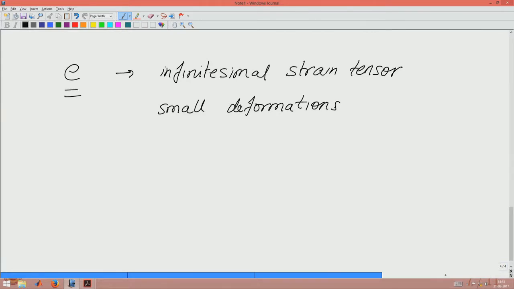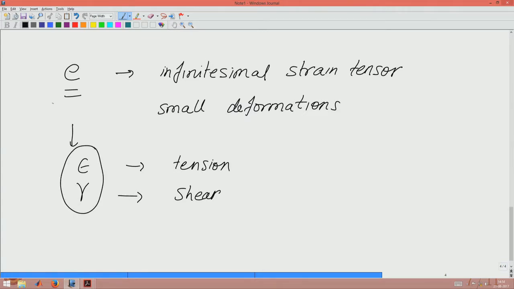In solid mechanics, generally this is indicated as epsilon when it is tension or compression, and as gamma when it is shear. Again, these epsilon and gamma are commonly used terms, but when you want to describe the complete details you must use a tensor, which is the strain tensor. So, we will go back and forth between these commonly used symbols and the correct and complete term, the strain tensor itself.